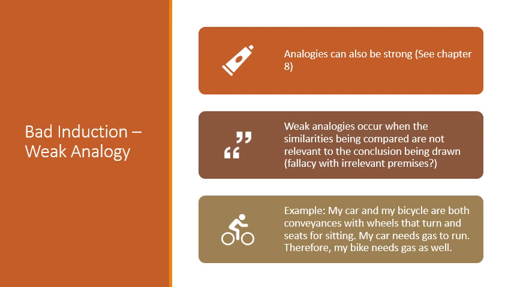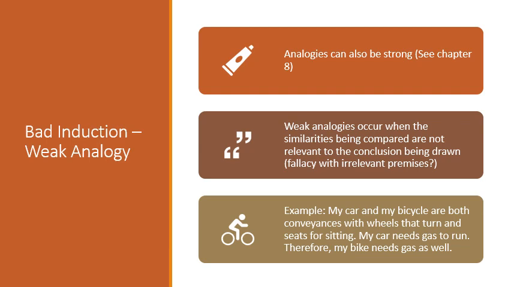So here's my example. My car and my bike, I'm going to compare those two things. They're both conveyances. They both have wheels that turn. They both have seats for sitting. And I know further that my car needs gas to run. So given how similar they are, I might want to conclude that my bike needs gas as well, right? I might try to draw that conclusion.